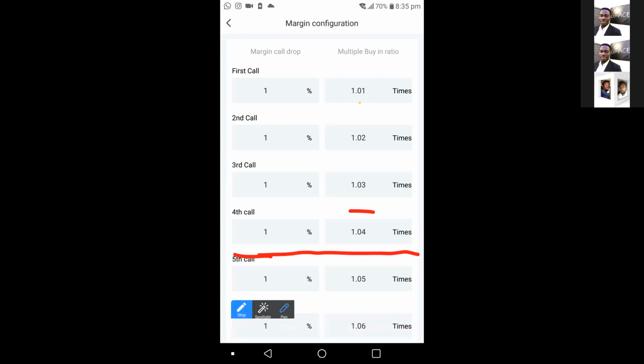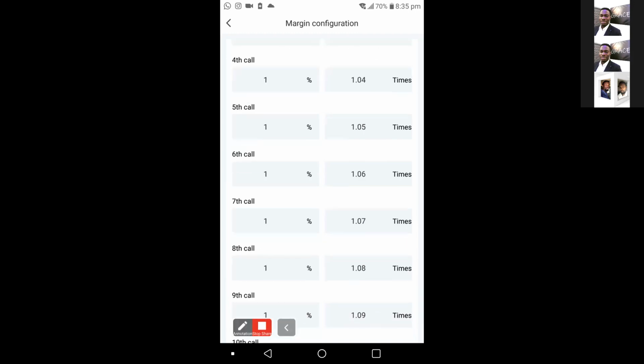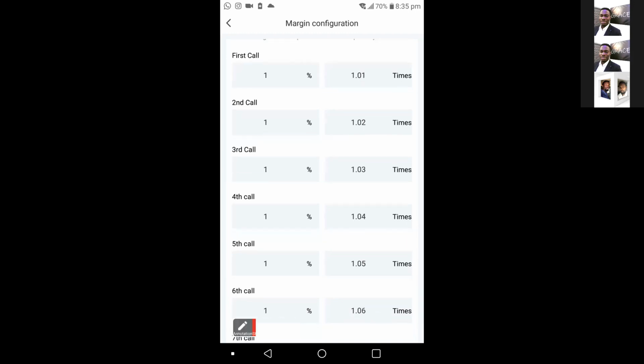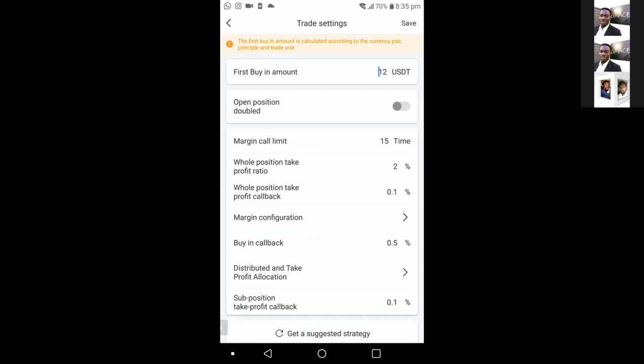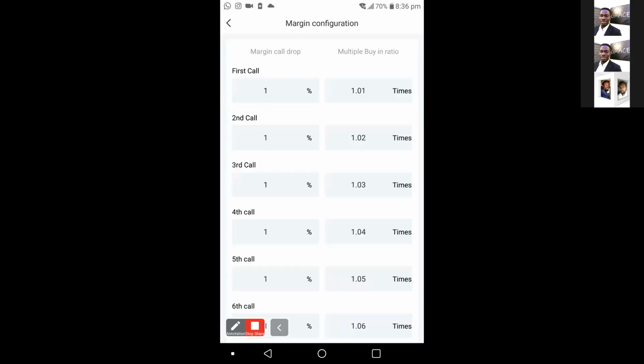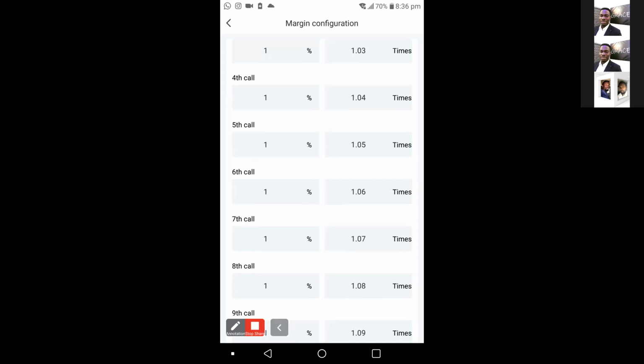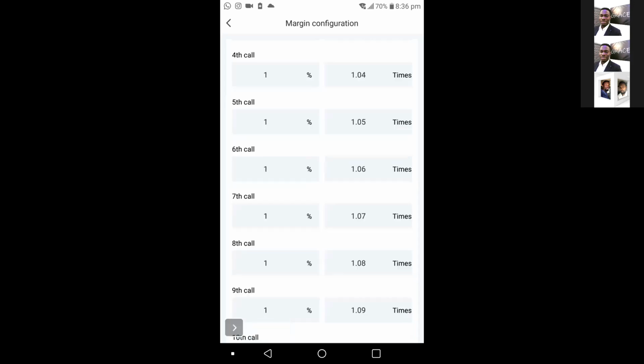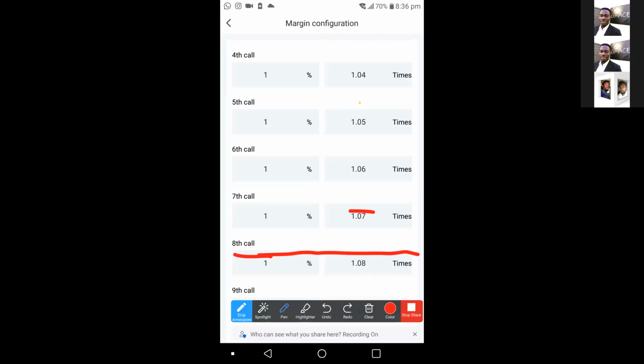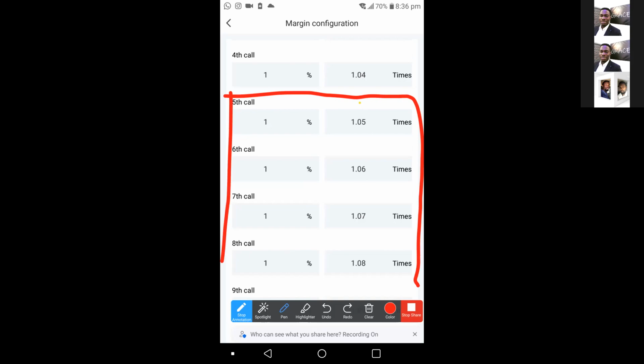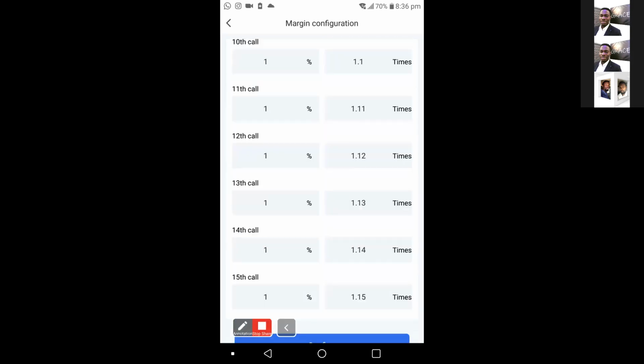Now, what it means is if the market recovers up to this 4%, this whole profit take position ratio is what this percentage here is. This is what the first to fourth position will take. Now, after this fourth position, if the market still goes down to the fifth call, from here all the way to the 15th position, all these are isolated positions that can be sold individually. Now, I'll explain that.